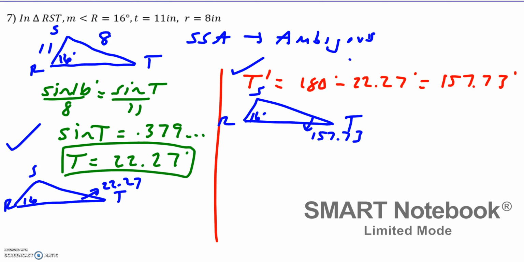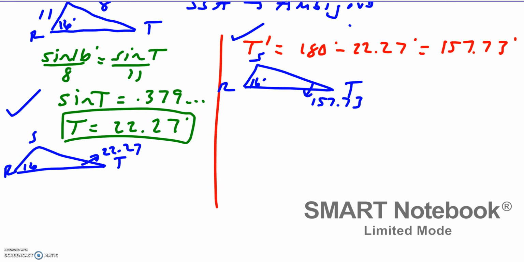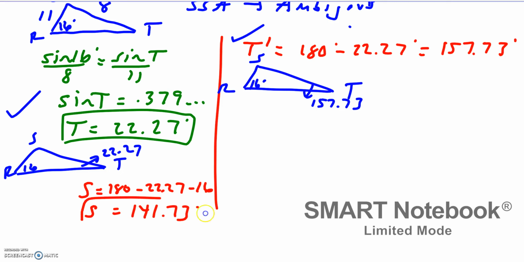So here's where the ambiguous case is really truly ambiguous. We have two possible solutions. We have to completely solve both here. So if I went with option 1 and I continued solving this, I found T, I have R, so angle S would be 180 minus 22.27 minus 16. So angle S would be 141.73 degrees. So I have the two unknown angles solved for.